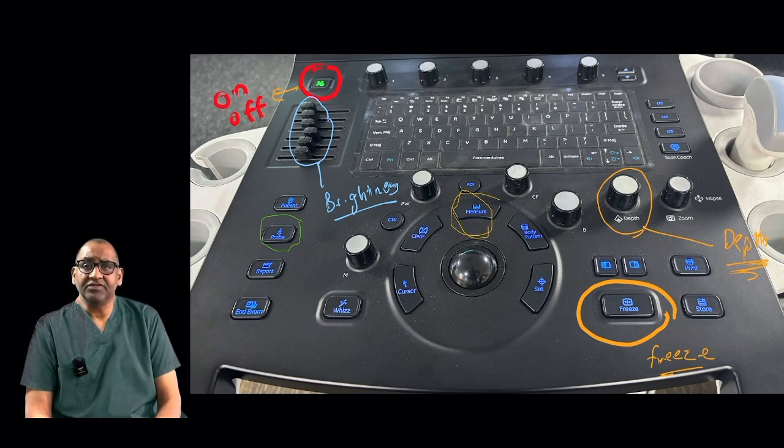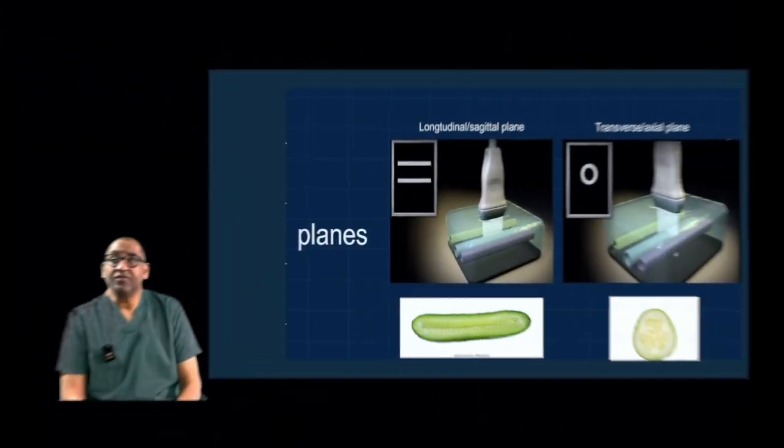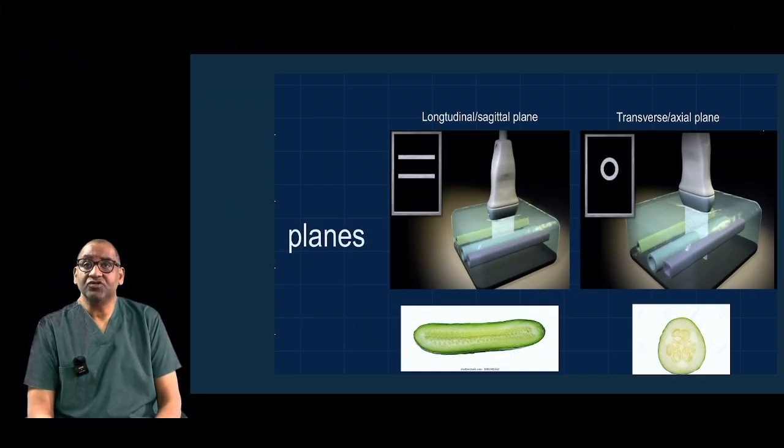Other buttons that you need to familiarize yourself with are the freeze button and the measure button. The orientation and the planes depend on how you are using the probe and the position. So there are obviously the cross section and the longitudinal sections, and I'm using the cucumber analogy here.